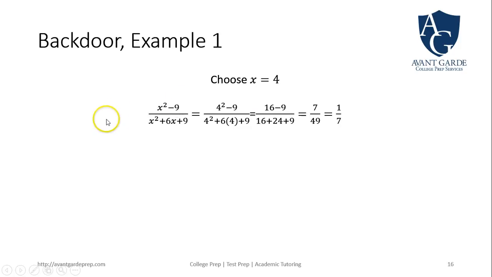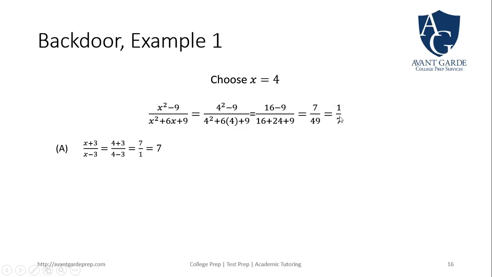So we've done this, taken our equation, inserted the value of 4, solved it out. We now have 7 over 49, which equals 1/7. So by plugging in the value of 4, we get 1/7. Now we need to do that with our answer choices and see which one of these gives us that value.